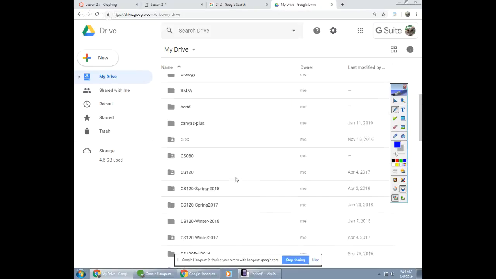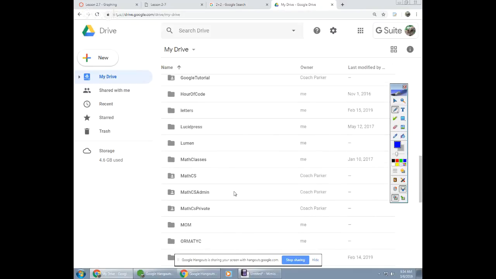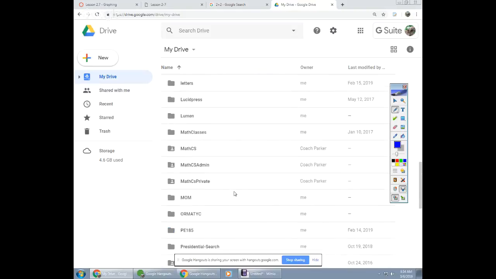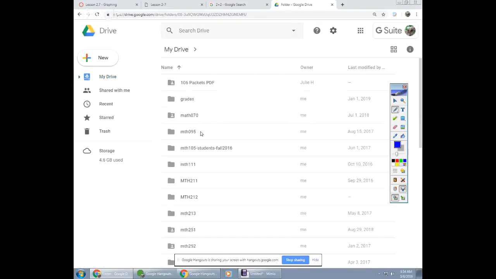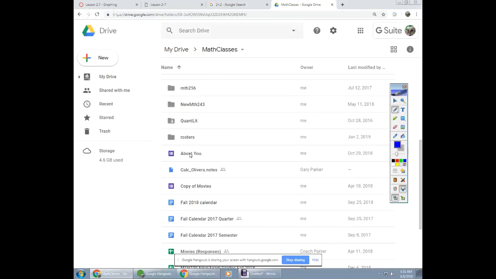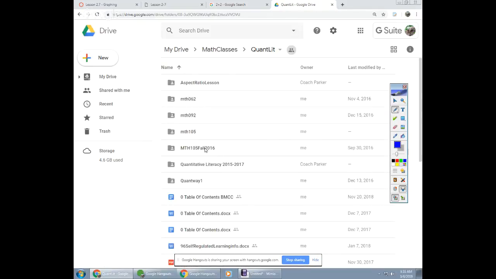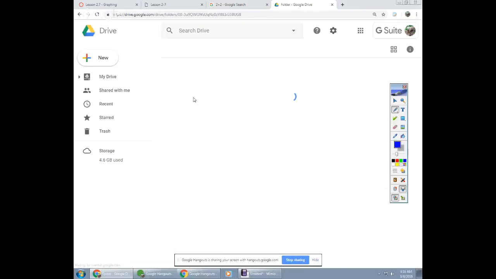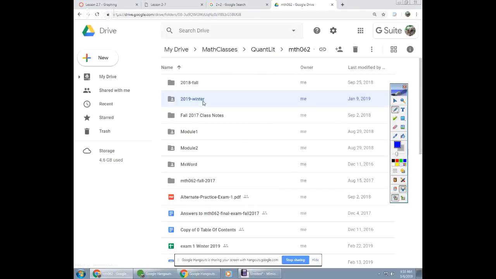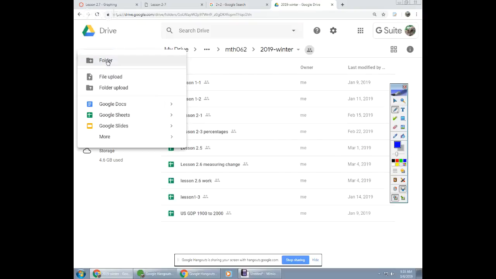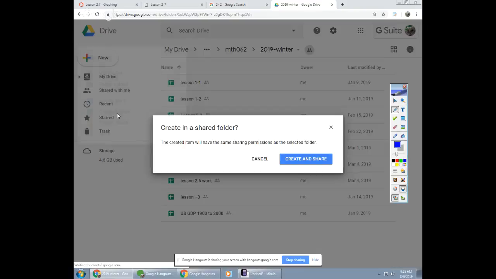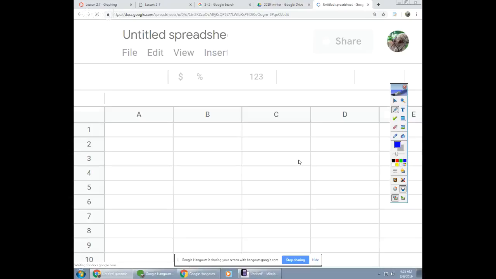Right. So I'm going to go to my quantitative literacy folder. Find it. It's slow today. All right, so winter 2019, I'm going to add new sheets, and we're going to do a bunch of tables on this sheet. So we'll add different tabs to it.